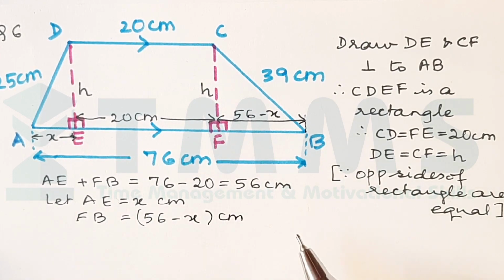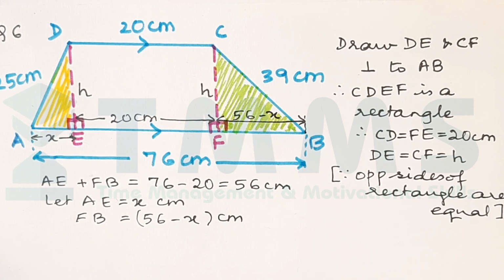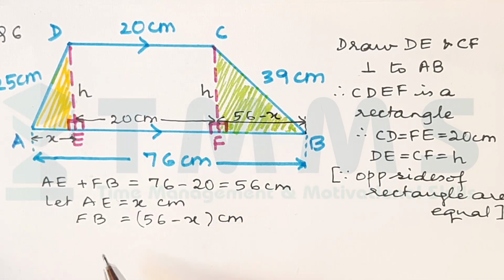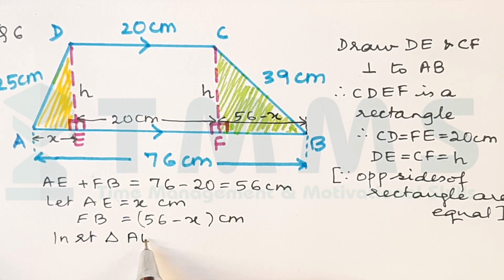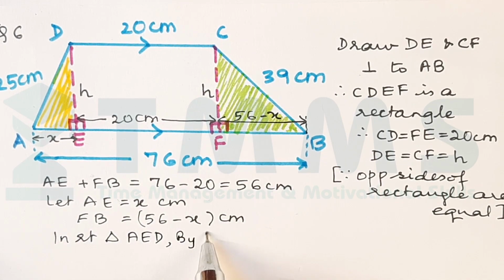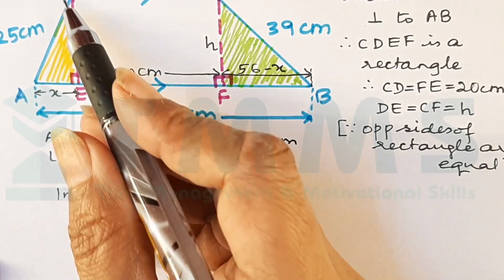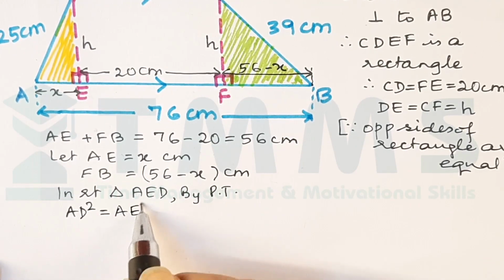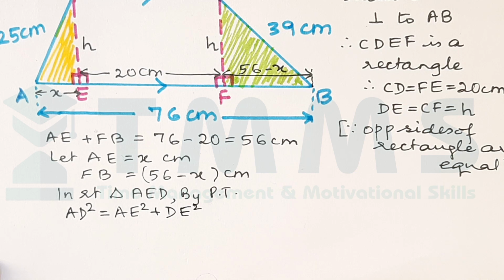Centimeter. Now, can you see there are two triangles here? I have marked them with yellow and green color. So, if we link this with H, we can use Pythagoras Theorem. Now, tell me in right triangle AED by Pythagoras Theorem, what will we get? Which is the hypotenuse? AD. So we will have AD square will be equal to AE square and plus DE square. Can you see that? Yes.